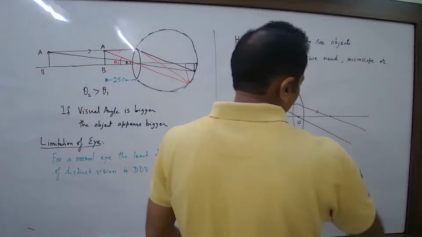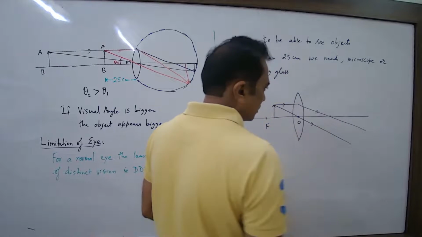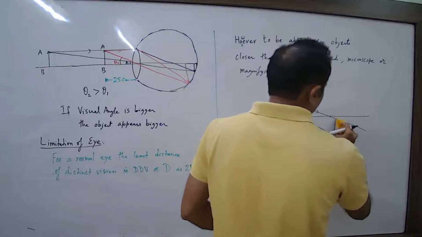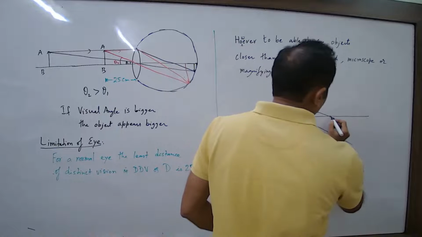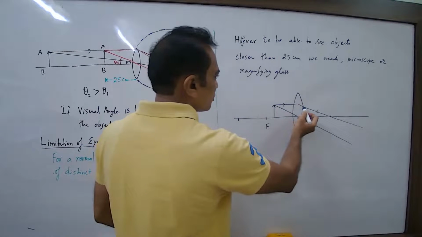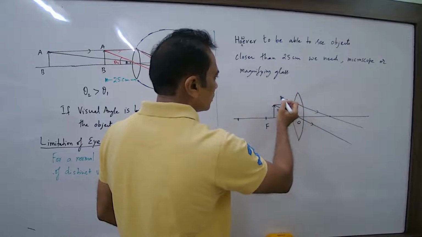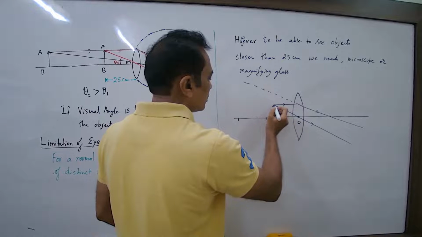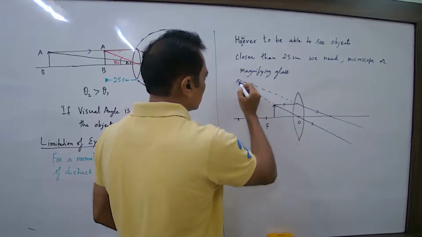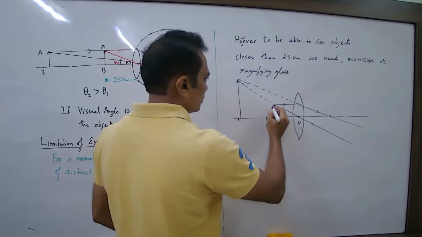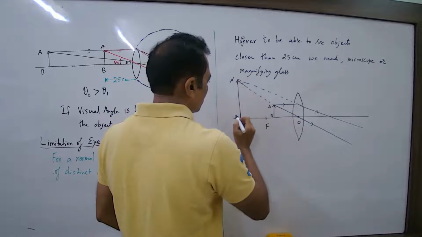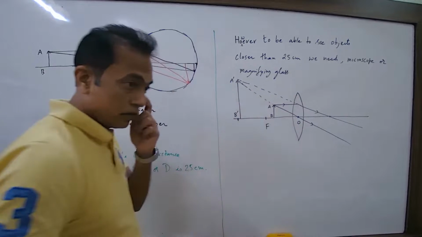Now are these rays parallel or diverging? They are diverging, right? So the diverging ray should be extended backward, and therefore this will meet somewhere. Okay. So this AB appears as A dash B dash. Right?